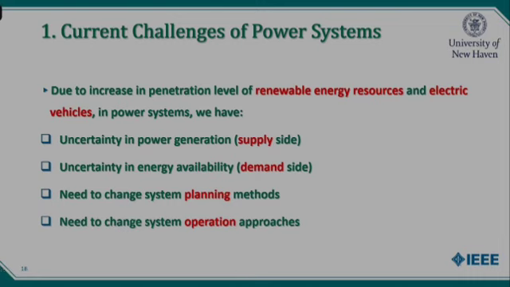As a result, the third challenge in power system is a need to change system planning method. The planning methods have been based on deterministic methods, which cannot be used now because they are so deterministic and they are trying to plan for the future. And in case of having uncertainty, the result will not be acceptable or will not work effectively for us.